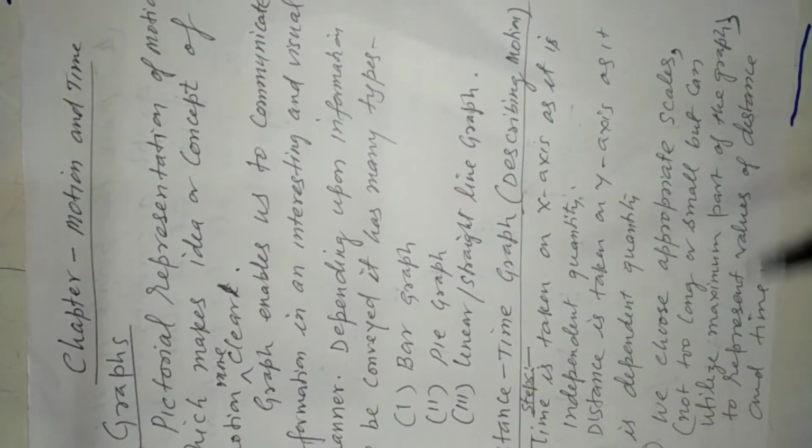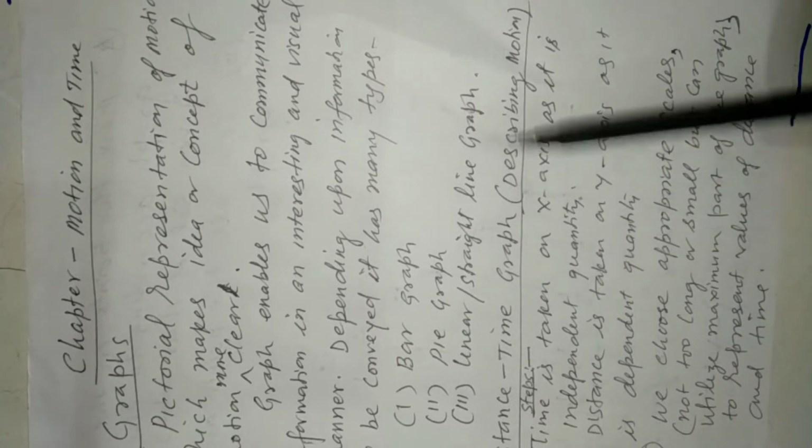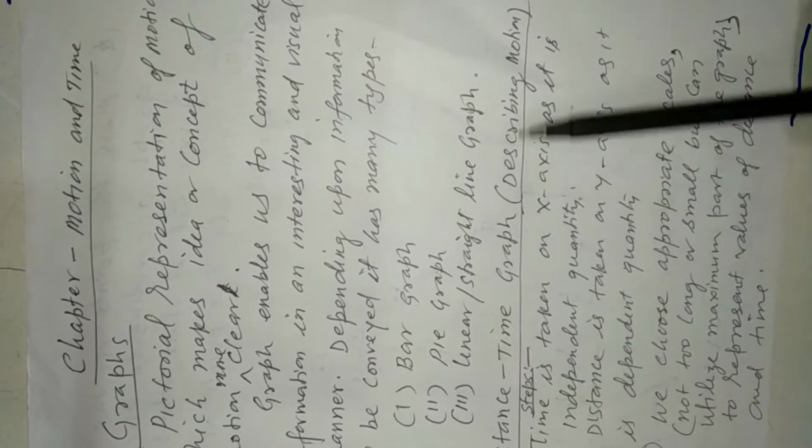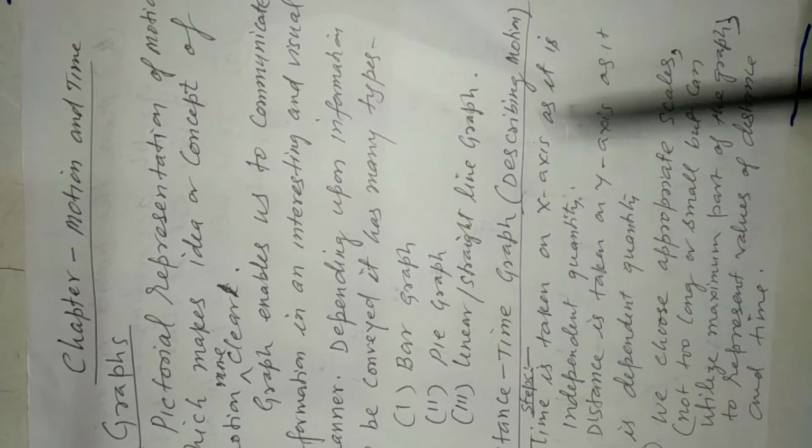So we will consider here motion or speed. We are taking here the distance-time graph, describing motion. This will describe the motion. By looking at the distance-time graph, we can conclude many things from the pictorial representation.